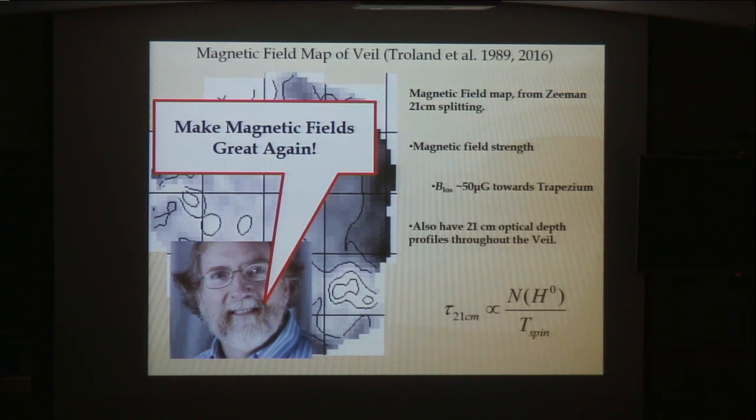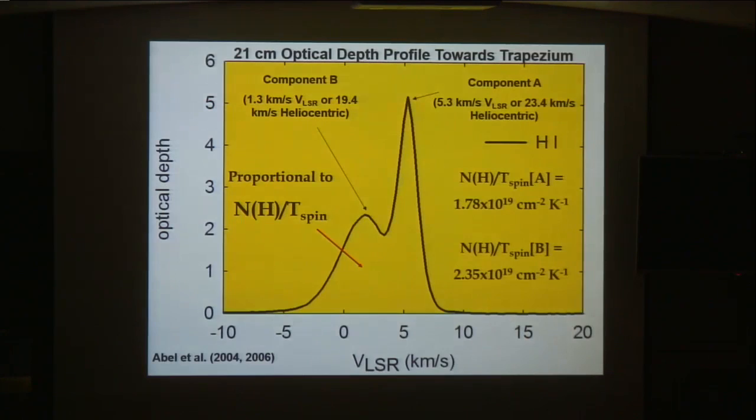That's going to be important because if we can come up with an integrated line profile, we can come up with an equation which relates the spin temperature to the H1 column density. So we're building a database of knowledge for the veil that we can then apply a chemical calculation to. So here's that line profile.